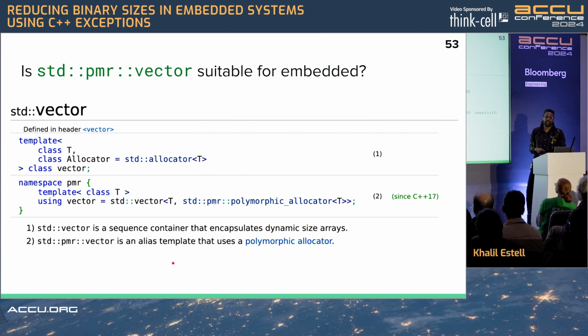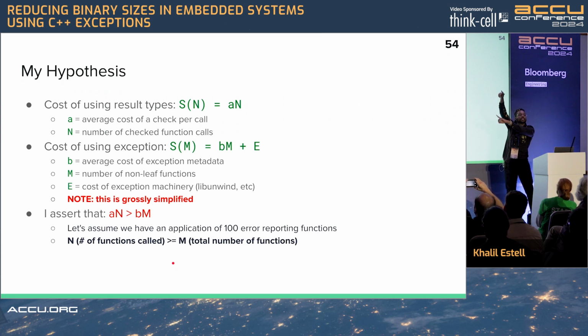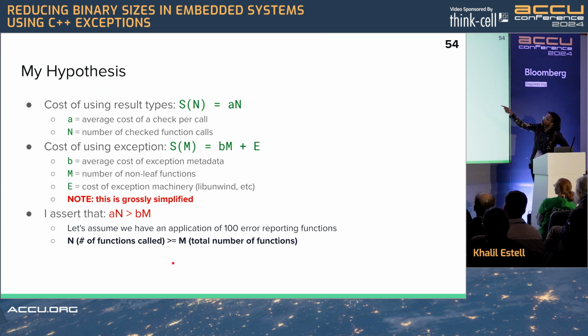So here is a modified version of my hypothesis before I even started this. In my head, I was like, all right, at some point, exceptions are heavier than result types, and after some point, it crosses. So my idea is that there must be some cost for normal result types that looks like this: S of n is equal to a times n. A is your average cost per function call that needs to be checked, and n is the number of function calls that are checked. And then for exceptions, it is b times m plus e, where b is the average cost of your exception metadata, m is your number of non-leaf functions, and e is the cost of the machinery, like libunwind and such.